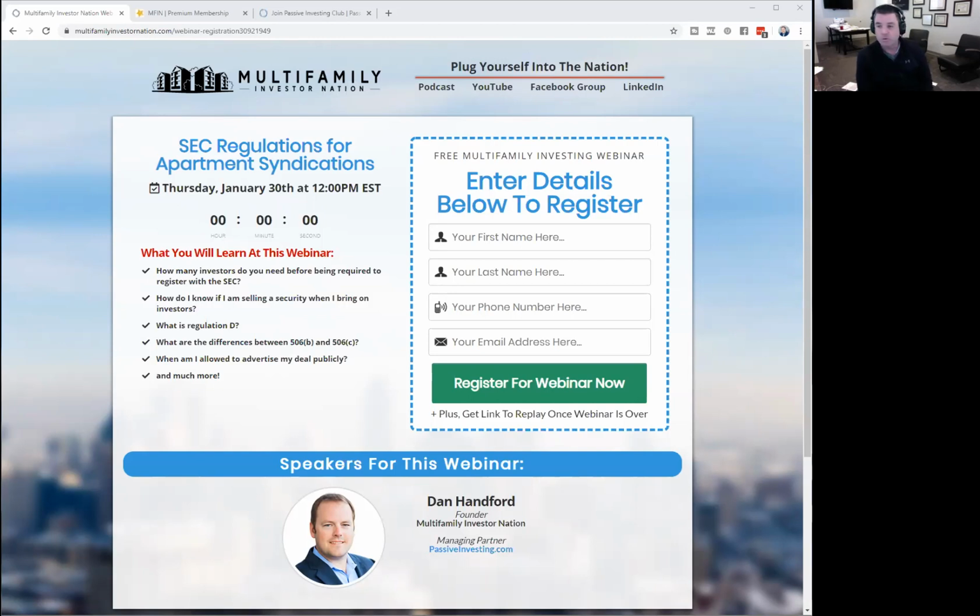A security, according to the SEC, we get this from the Howey case, which was a famous case if you're interested in it. It's defined as an investment of money in a common enterprise with a reasonable expectation of profits to be derived from the entrepreneurial or managerial efforts of others.